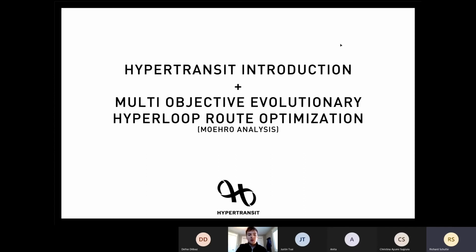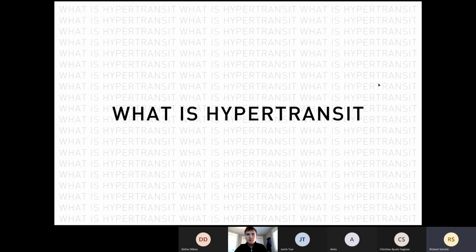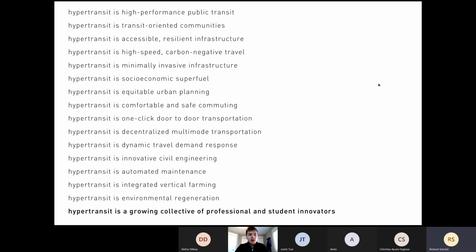So today specifically I'll be talking about HyperTransit, what it is, why we need it, as well as a very, very exciting system of analysis called multi-objective evolutionary Hyperloop route optimization. So first, what is HyperTransit? HyperTransit is high-performance public transit.